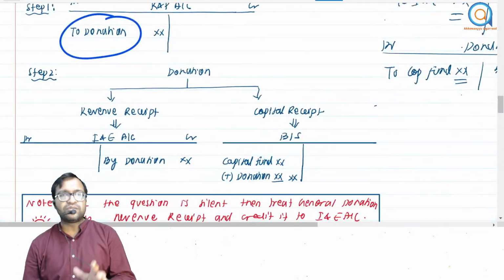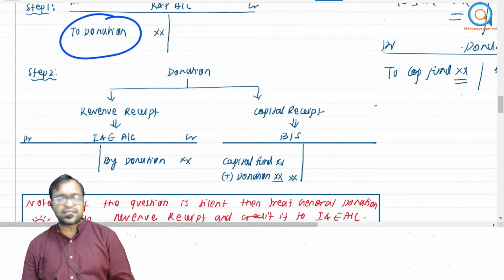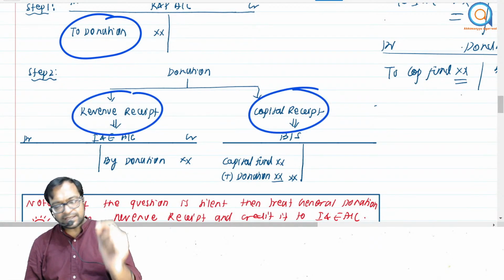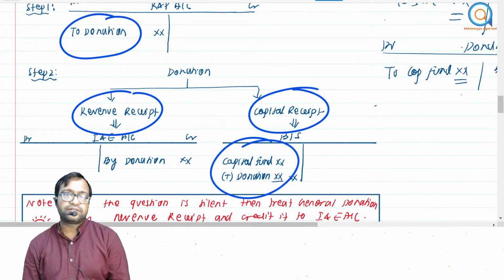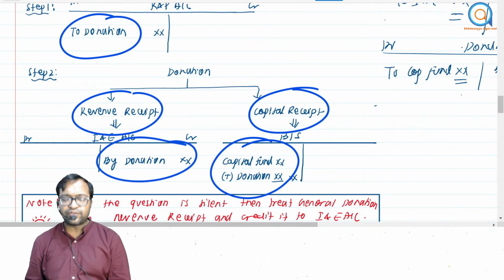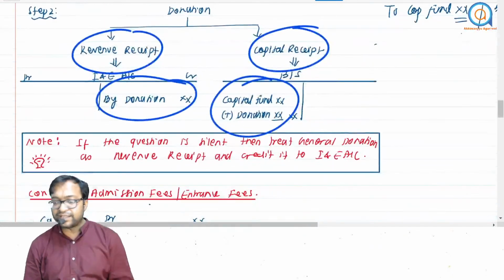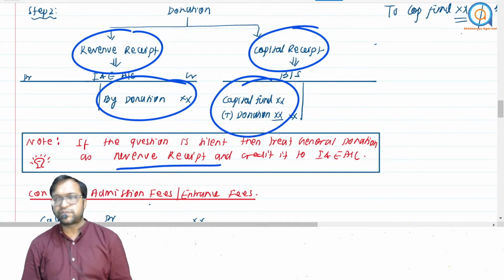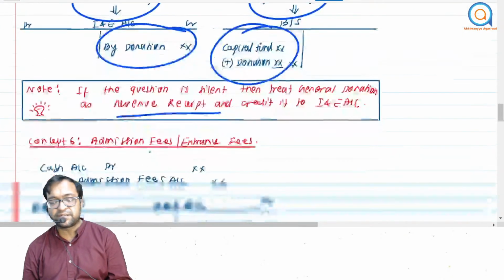Now in final accounts, means income and expenditure and balance sheet, where should you take this donation? So you have to check in the sum whether it is revenue receipt or it is capital receipt. If in the sum they are saying it is capital receipt, then add it with capital fund in balance sheet. But if they say it is revenue receipt, it will come on the income side of income and expenditure. But if the question is silent, question is not saying anything, ठीक है ना, then treat your donation as revenue receipt. Means take it in income and expenditure credit side, income side.